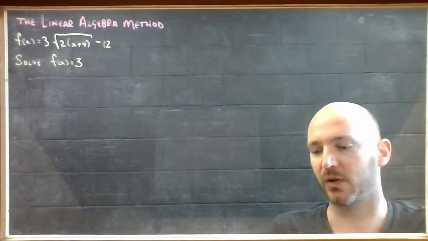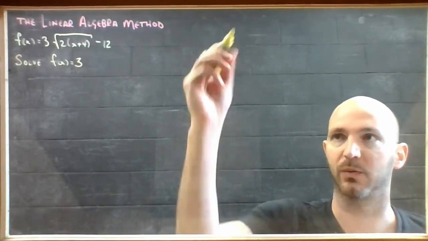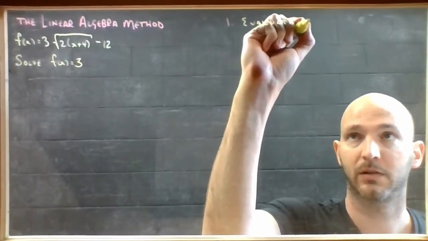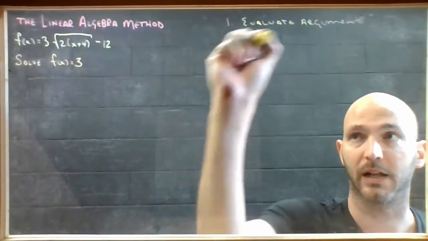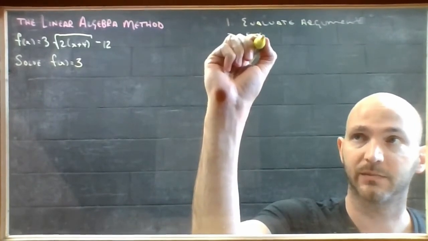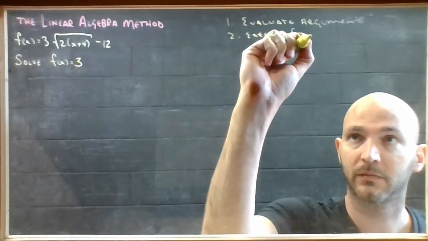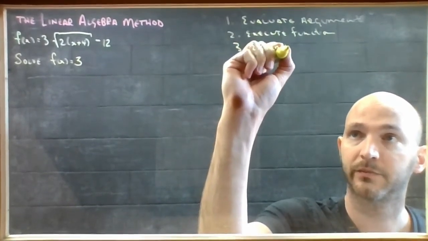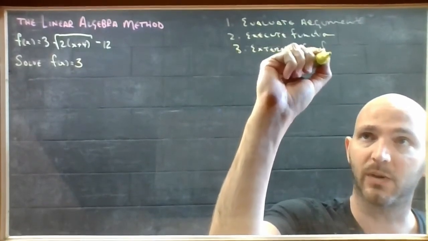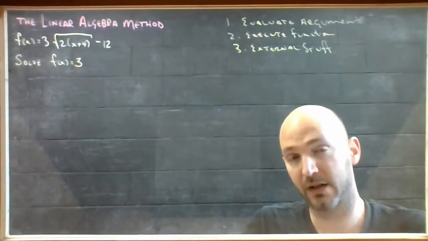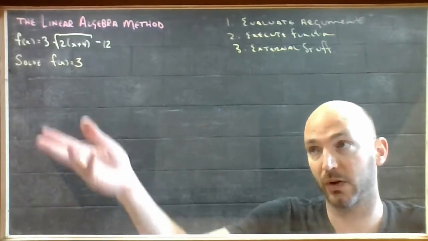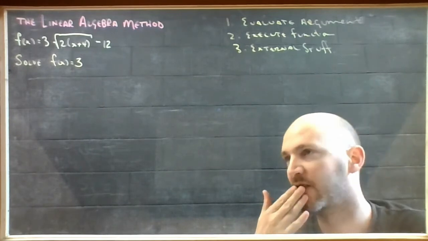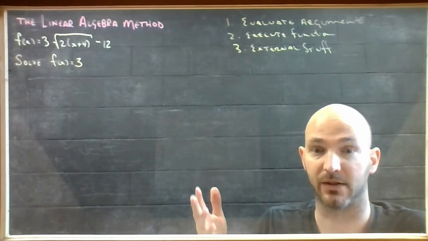So if we were to follow those same 3 rules that we had before, which were 1, evaluate the arguments, 2, execute function, and 3, external stuff, we just have to undo all these steps. And if we can undo them in the correct order, then we'll have returned the input that gave us 3 as the output. So the first thing you have to do is imagine that there is an answer.